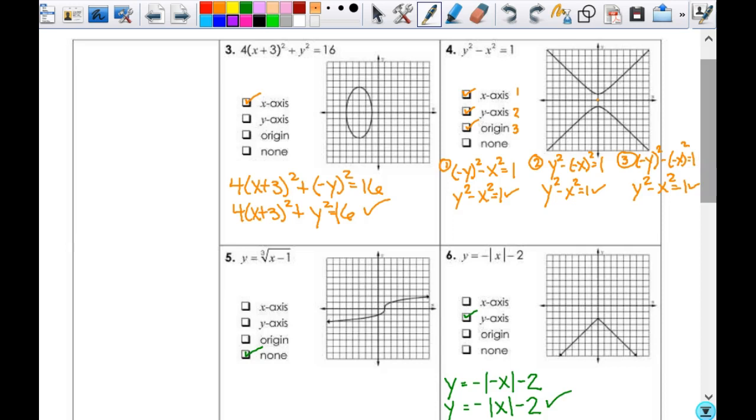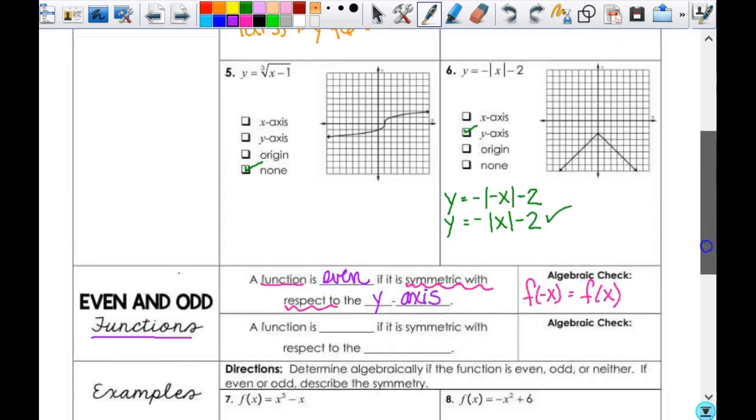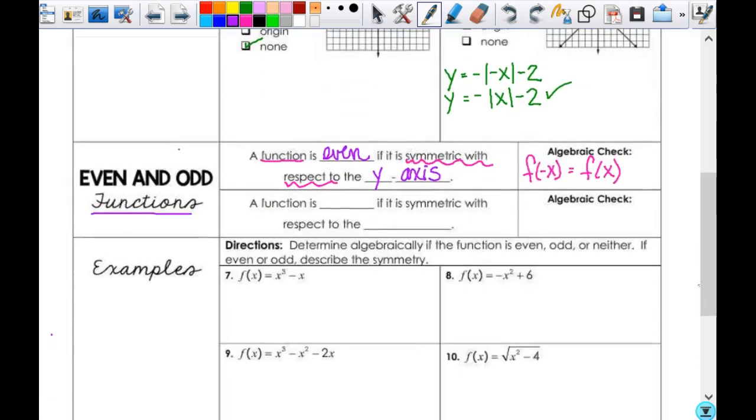Symmetric with respect to the y-axis. Which one of these are even functions? 4 and 6. You think y'all agree with both of those? No. Only 6. Why? That's why. It has to be a function.